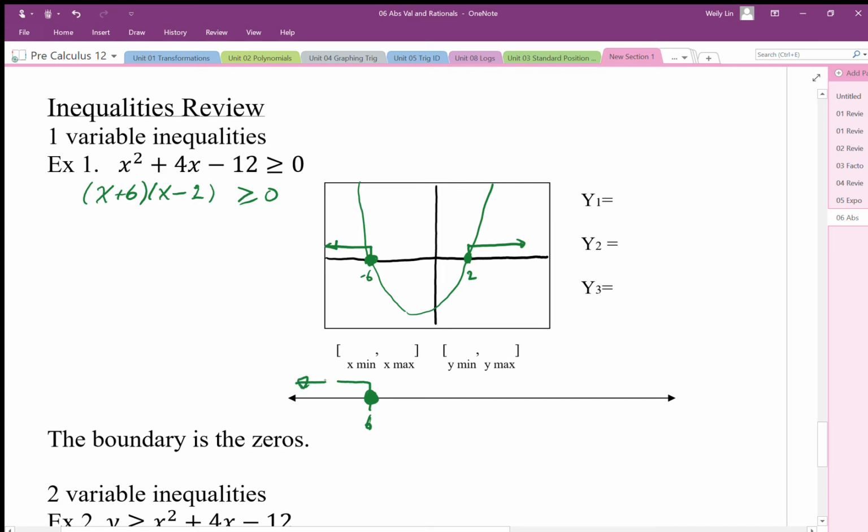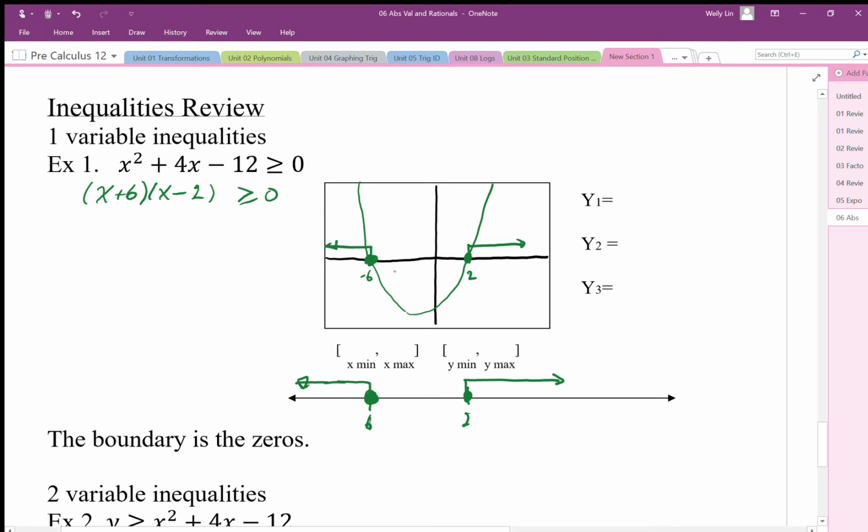So if I plug any numbers on that part of the number line, like -7, we're going to have -1 times -9, which is going to give us positive, so it's bigger than or equal to 0. And then from 2 and bigger, same thing's going to happen. We're going to have numbers bigger than 0 because we're going to end up with positive times positive, which is bigger than 0.